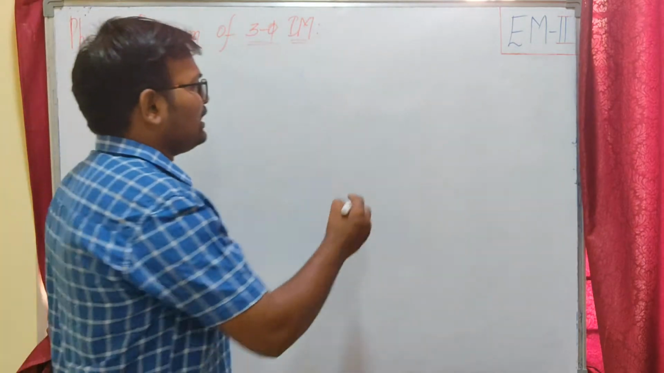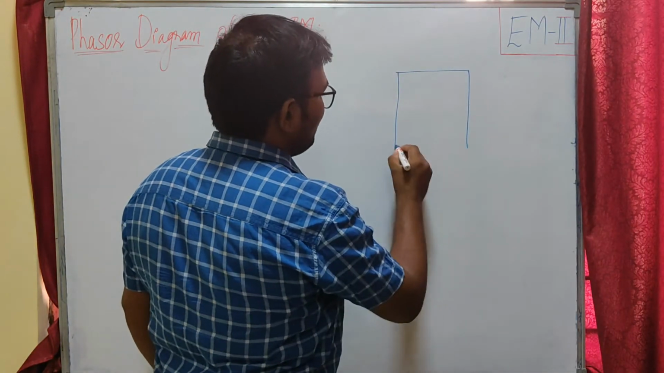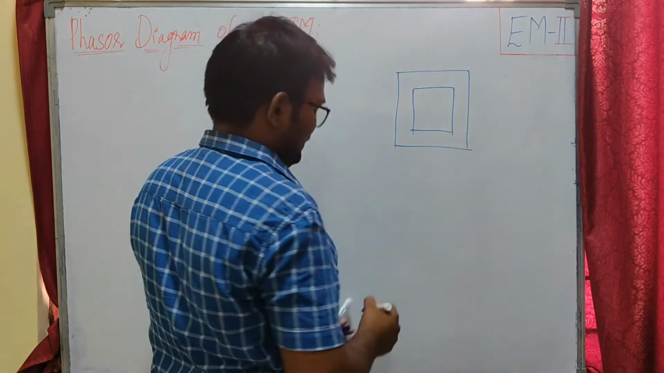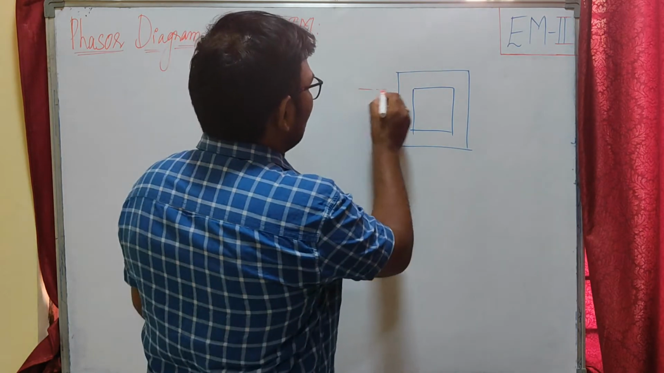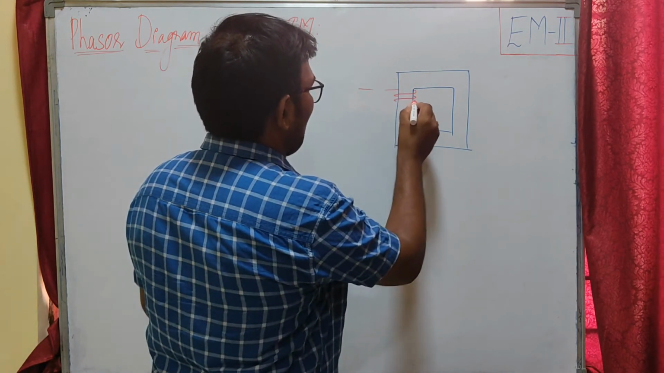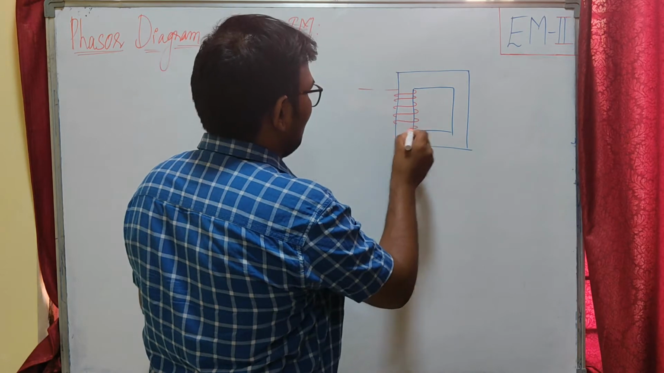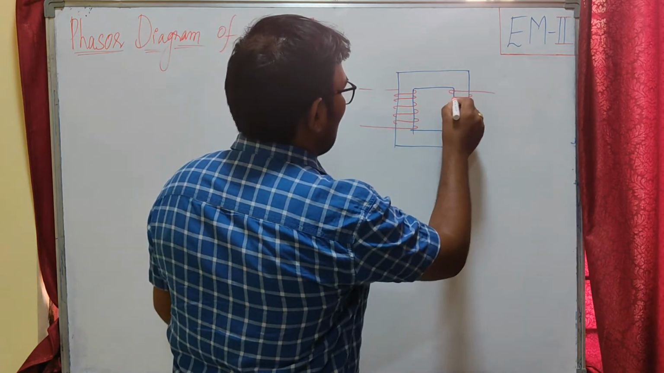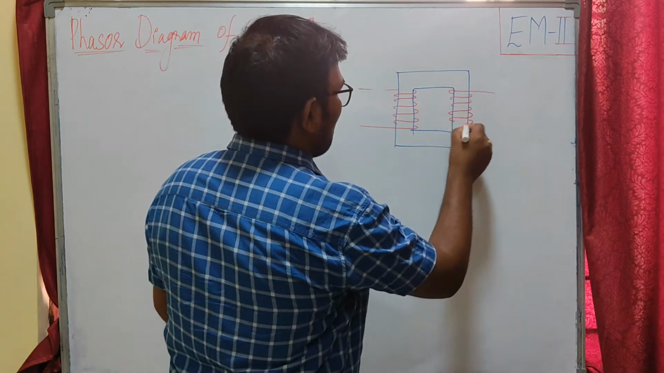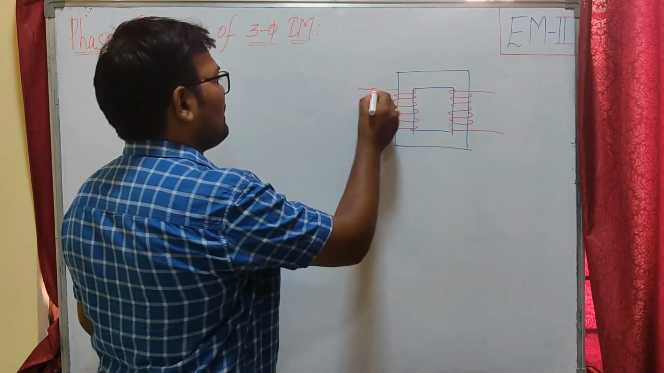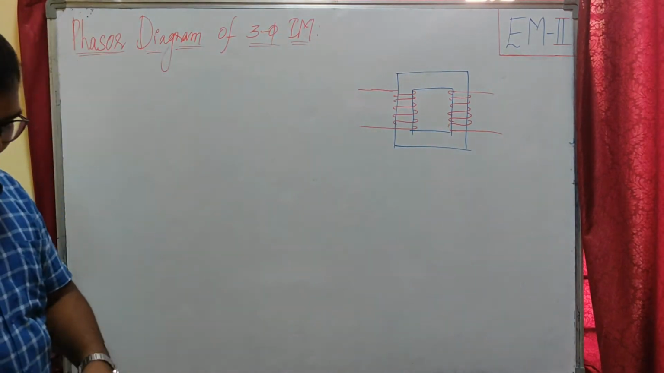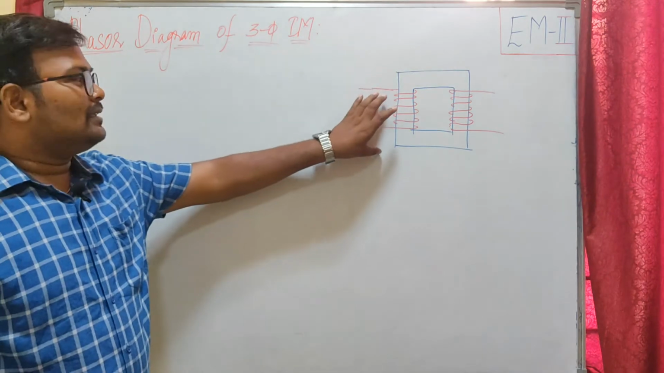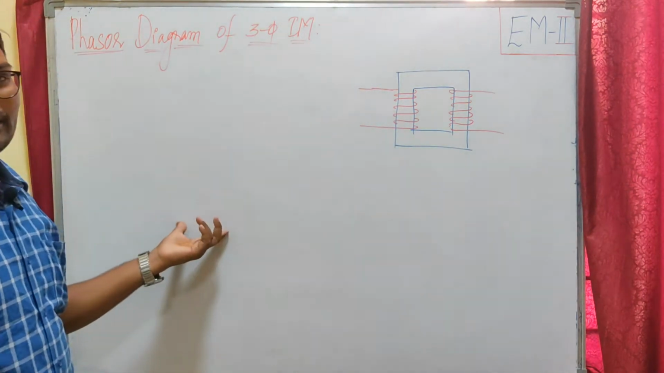You already know the phasor diagram of a transformer, right? Let me go back to the transformer. Here I have a transformer with two windings, primary and secondary. Here we are going to represent the parameters of our machine with phasors, that is the phasor diagram.